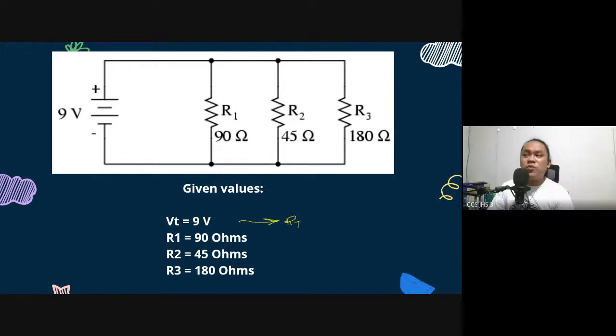R sub 1, R sub 2, and R sub 3 are already given. We are looking for the missing parameters, the ones we need to solve. Total voltage, R sub 1, R sub 2, and R sub 3 are already given. So what are the missing parameters, the ones we need to solve? Aside from R sub T, what else?